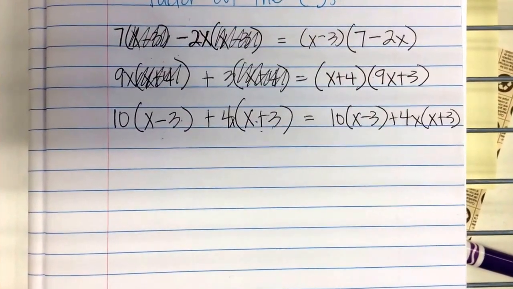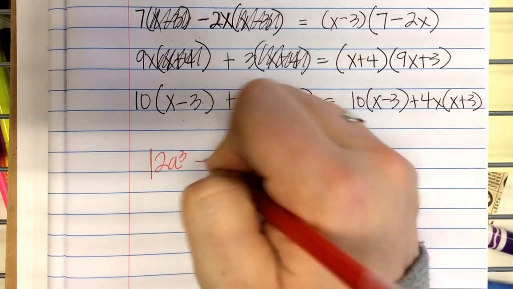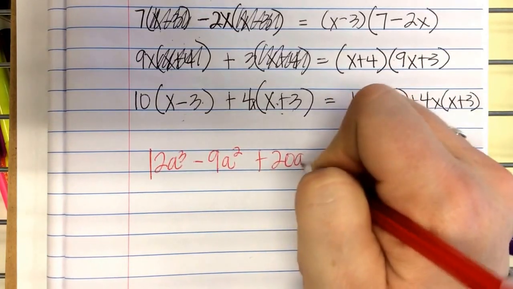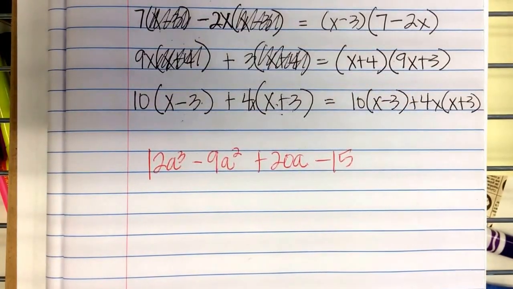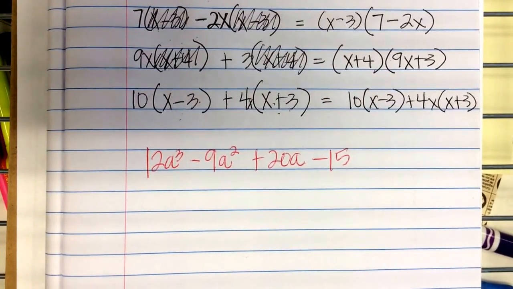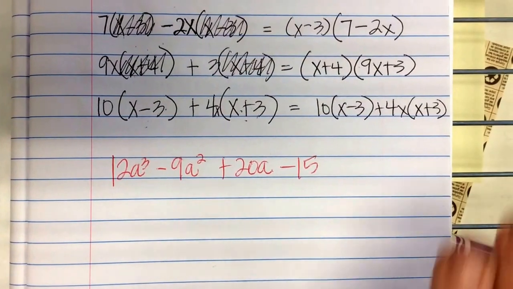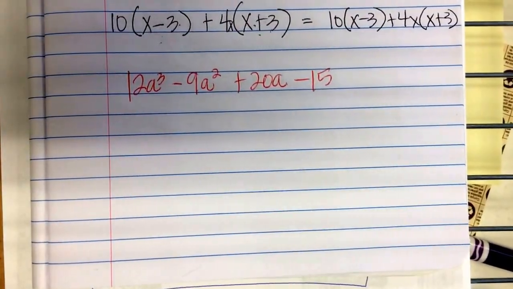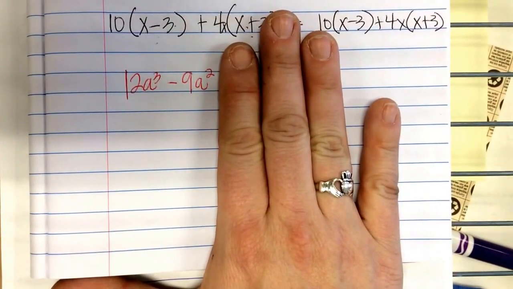Let's try a more difficult problem. 12a to the third minus 9a squared plus 20a minus 15. This problem isn't as straightforward. It doesn't already have the parentheses. So I split it in half. It's a 4-term polynomial. I split it in half.